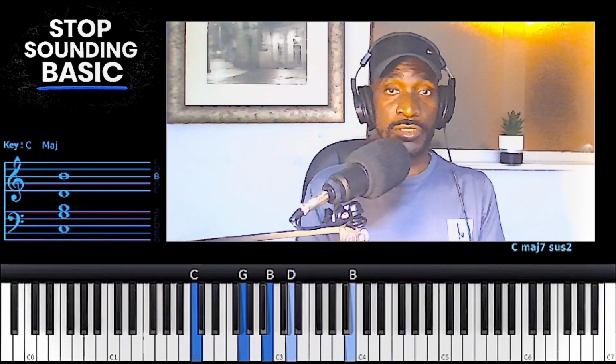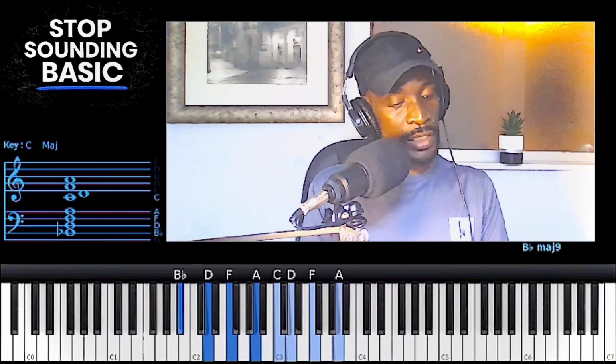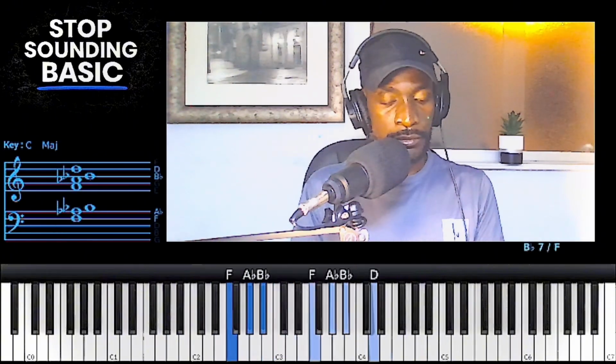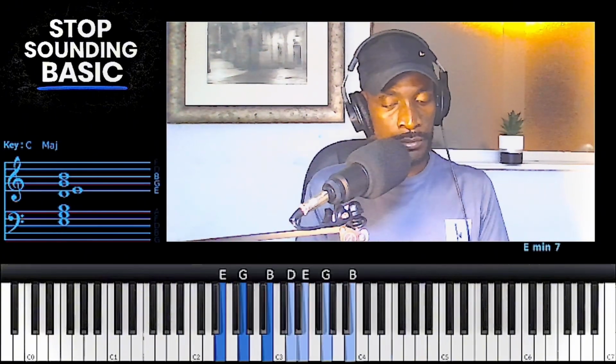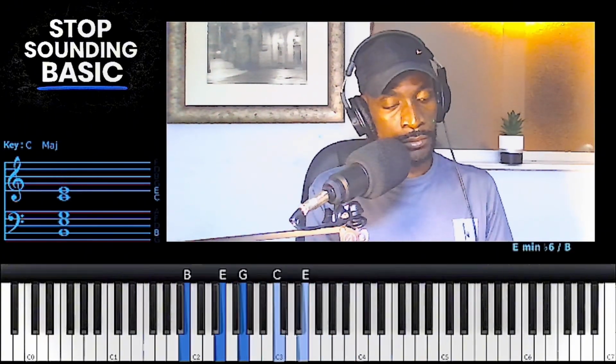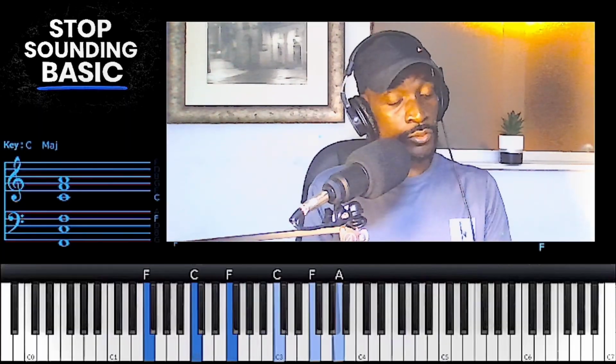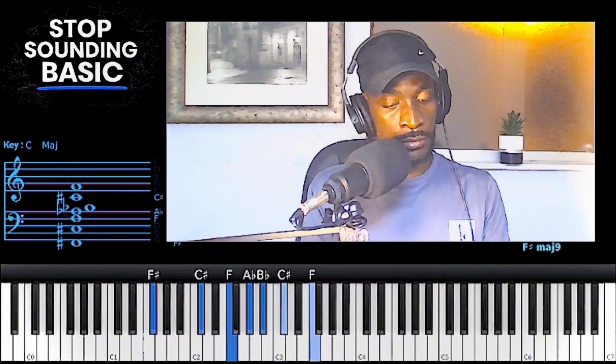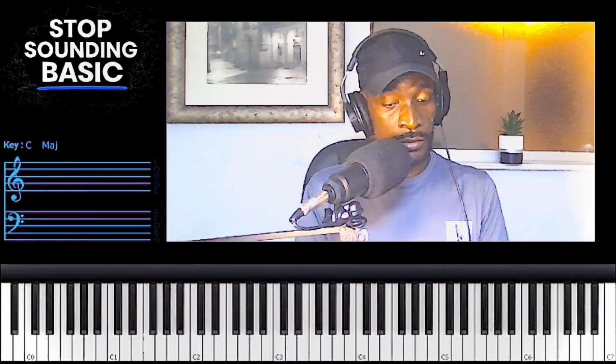2-5-1 major key, 2-5-1 in the minor key. Practice all of them. It's all 2-5-1. 2-5-1.